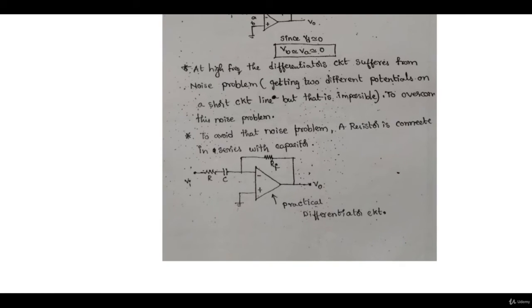This is a practical differentiator circuit now, since we have connected a resistor R. Now you can calculate the differentiation, meaning the input-output relation of this circuit. You will again get the differentiation of the input signal at the output. So the main point was why this R is attached, why not C and RF only. So we saw how.